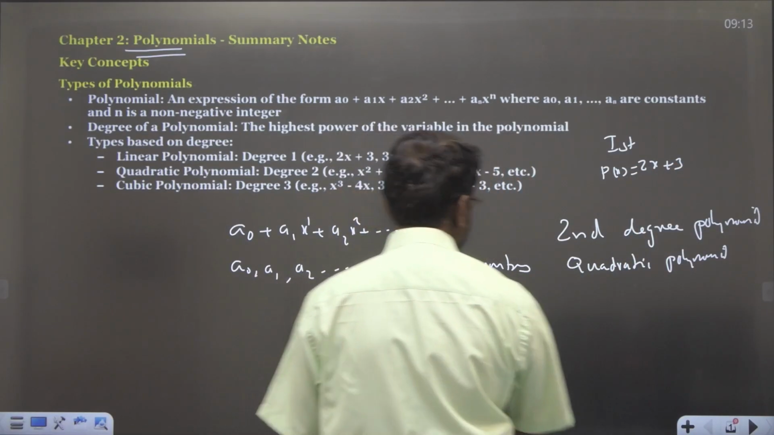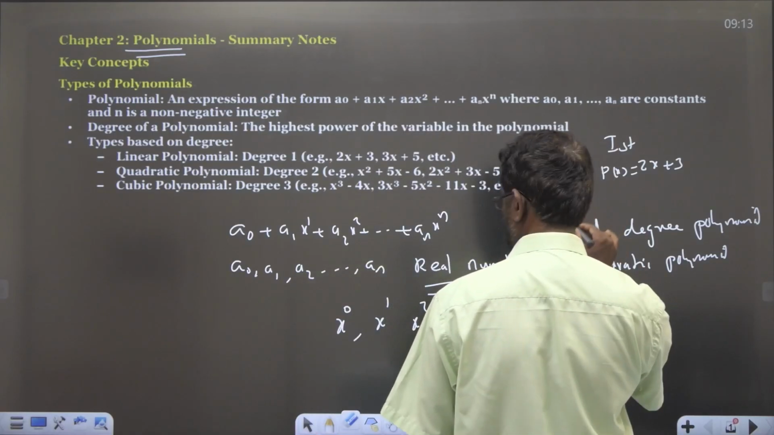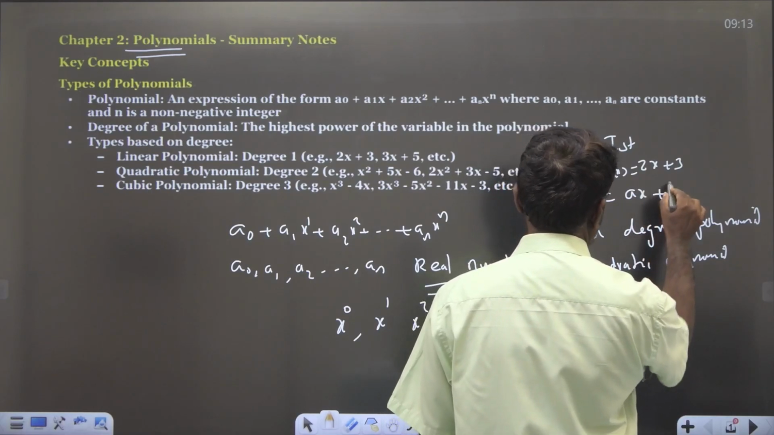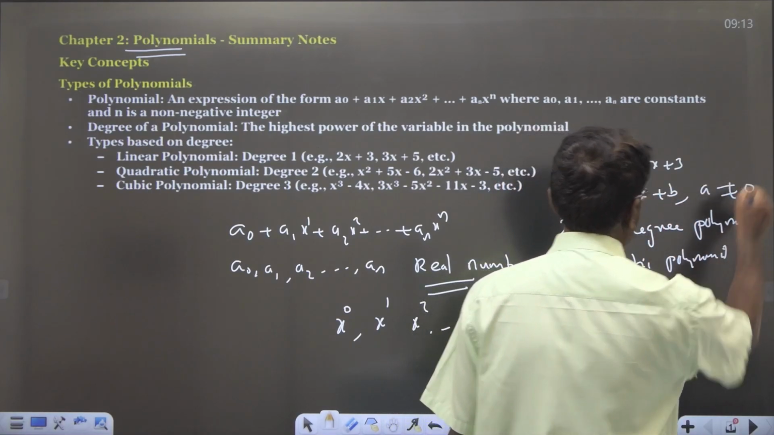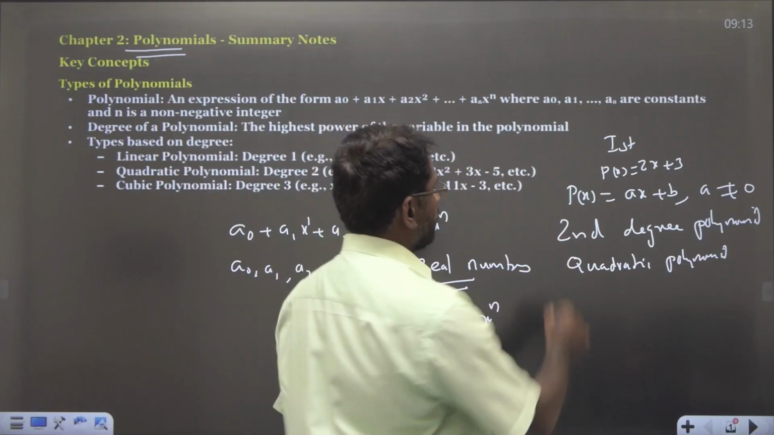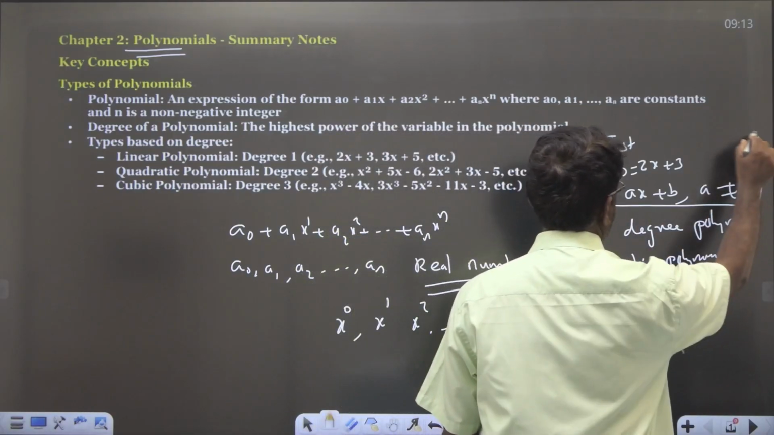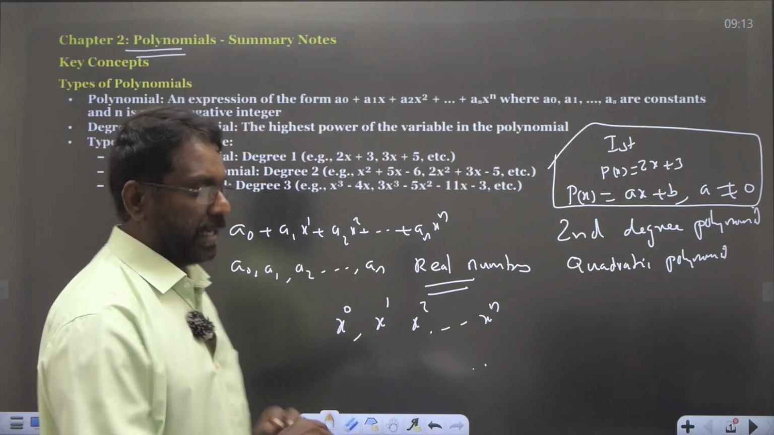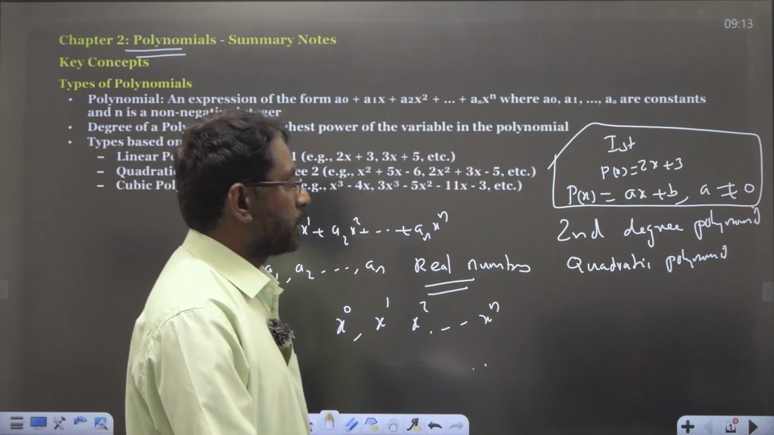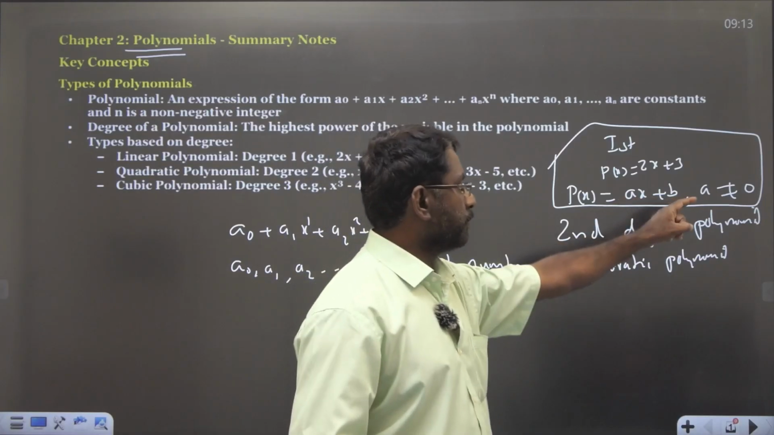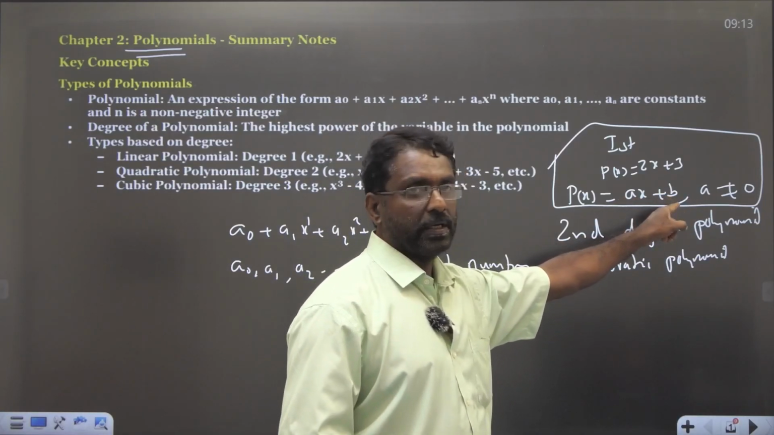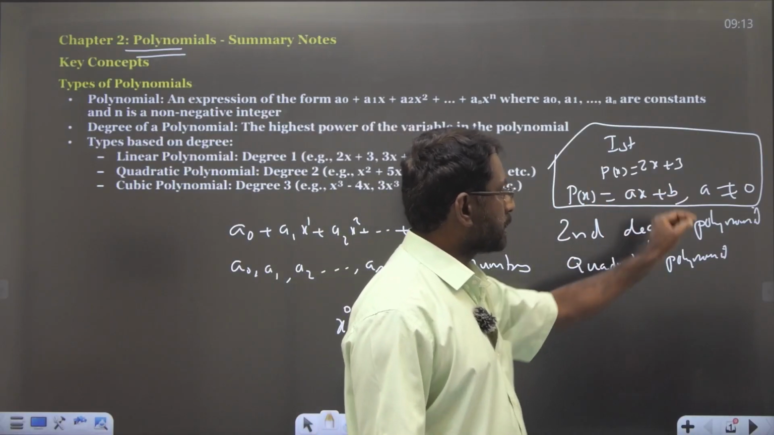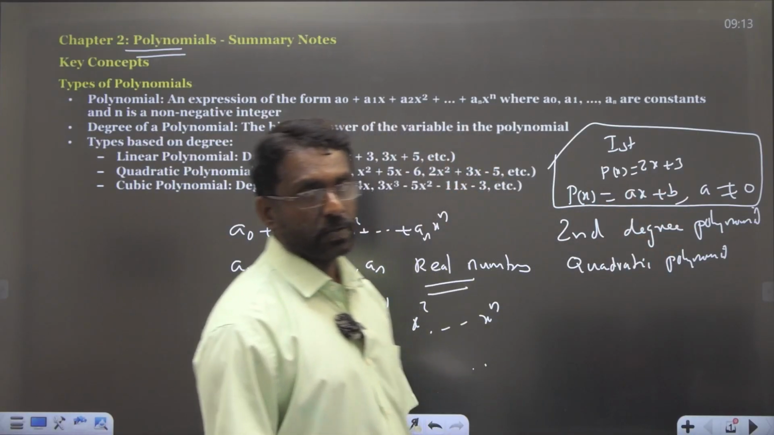Fundamental form of first degree is p of x is equal to ax plus b, where a not equal to 0. Fundamental form of the linear polynomial or first degree polynomial is p of x is equal to ax plus b, where a not equal to 0. If a is equal to 0, the degree of the polynomial is 0. It is only a constant. So you clearly mention that a not equal to 0.